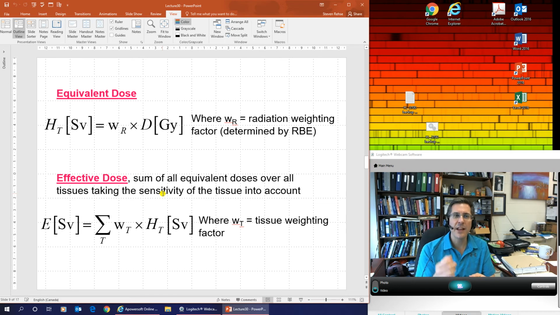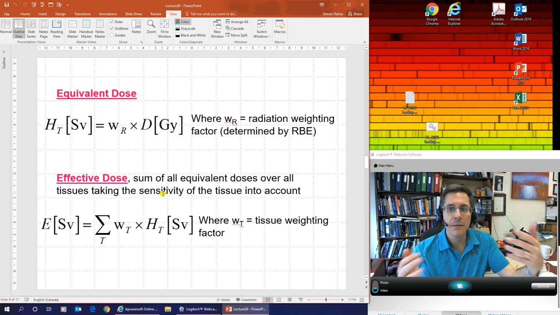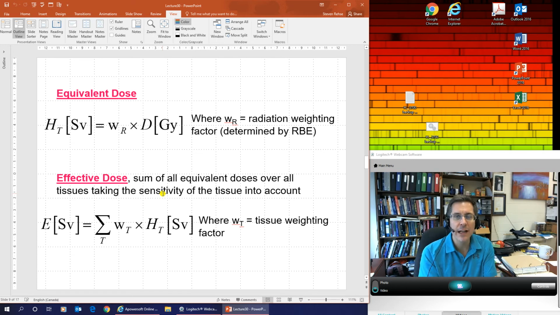dose. And that's a word, effective, that's where it comes from. I know it's hard to keep straight, but it's the best word for it, because if your heart got 1 sievert and your lungs got 3 sieverts and your pituitary or thyroid got 0.1 sievert, you add all that up, and once you sum them all up, it's as if your body effectively got blank, effective dose.